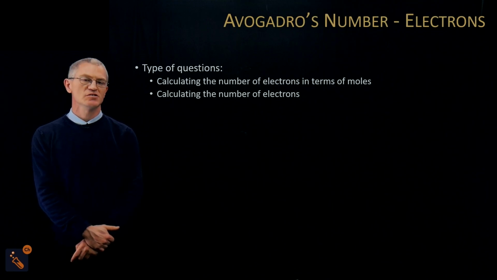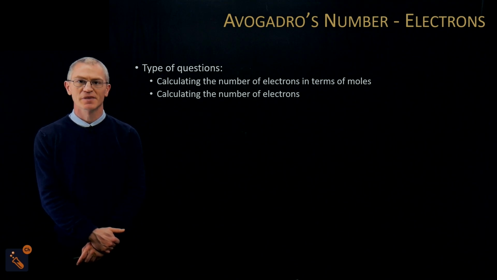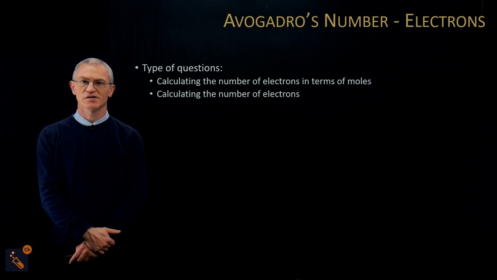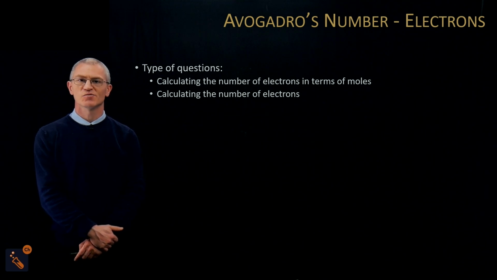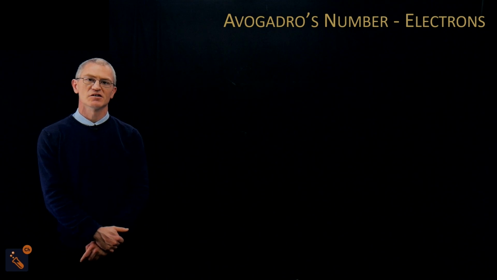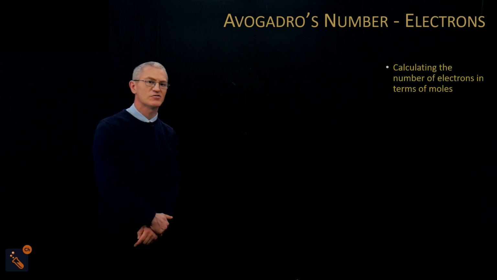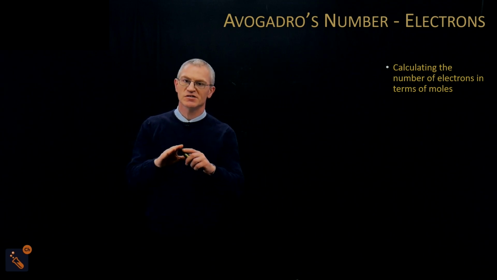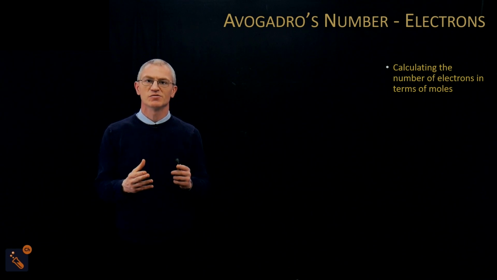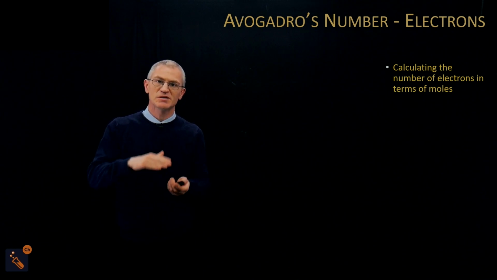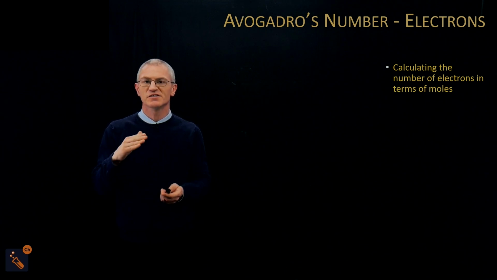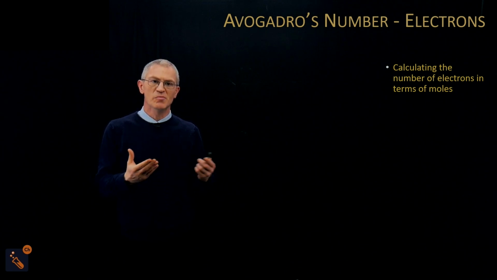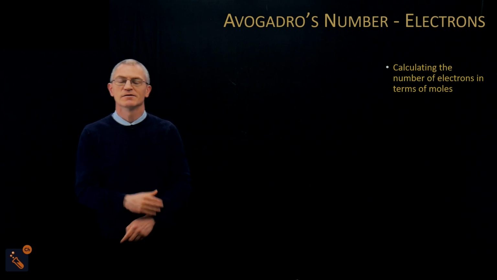We're now going to look at 2 types of questions which people can easily get confused about. The first one is calculating the number of electrons in terms of moles, and then calculating the actual number of electrons. These are often MCQ questions and are worth practicing. The first type is calculating the number of electrons in terms of moles. Remember, a mole is just a number. A mole is just 6.02 times 10 to the 23.